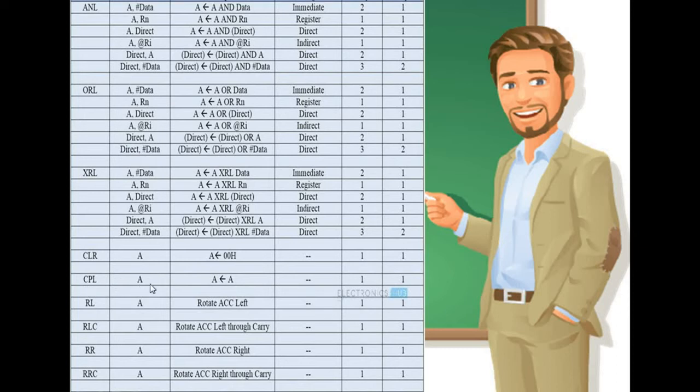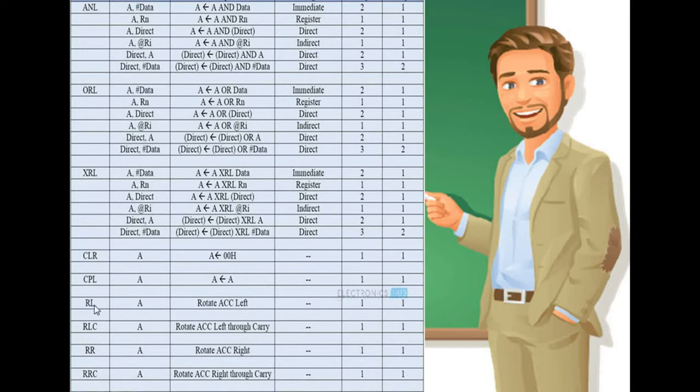Here CPL A, complement A. That means the data which is present in the accumulator will be complemented. Suppose if the value is 1, then after performing the CPL operation, its value becomes 0.